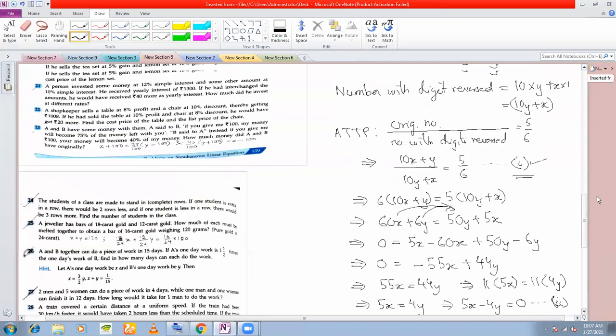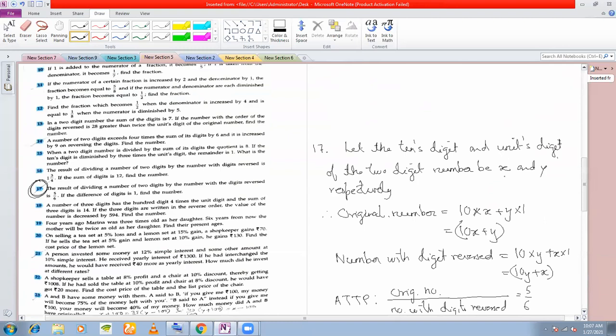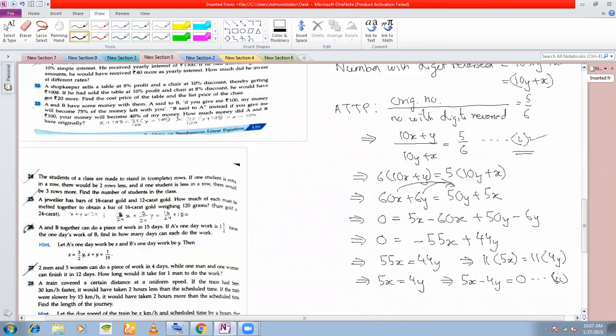But do I know I have taken the digits as x and y? Do I know whether x is greater than y or y is greater than x? So which should I take, x minus y or y minus x? I don't know. So definitely I need to find out first which one is greater. So this equation will help us find which one is greater.